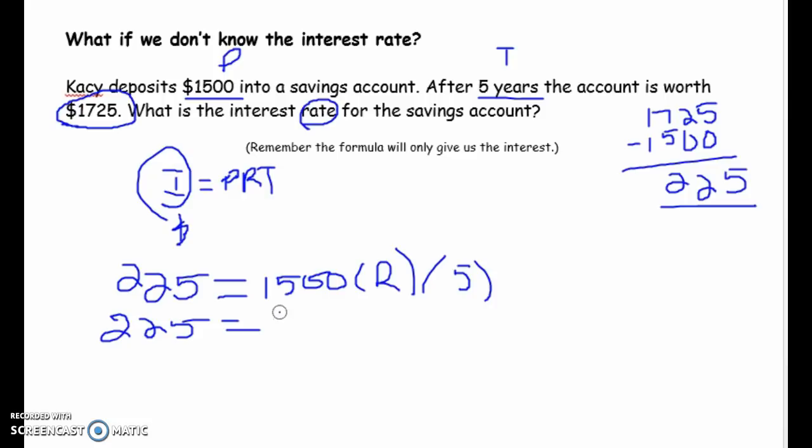So do that with your calculators right now, please. 1,500 times 5. So you should get 7,500. And that's being multiplied by the rate. Now remember, we have to get R by itself to solve, so in order to do that, we're going to do the opposite. This means multiplication. The opposite then is, you got it, division. So divide both sides by 7,500.